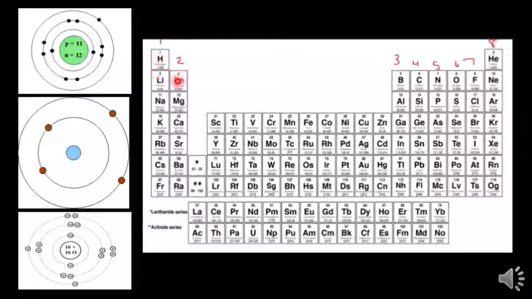If I look where beryllium is on the periodic table, it's in the second period. Hydrogen and helium are in the first, lithium and beryllium are in the second. And it's also 2 valence electrons, so it has 2 rings because it's in the second period, and it's got 2 valence electrons on that outermost ring.